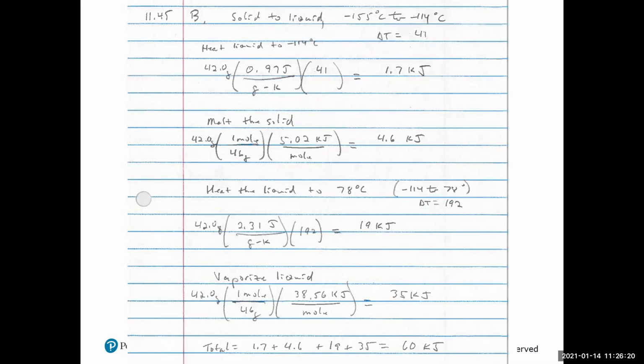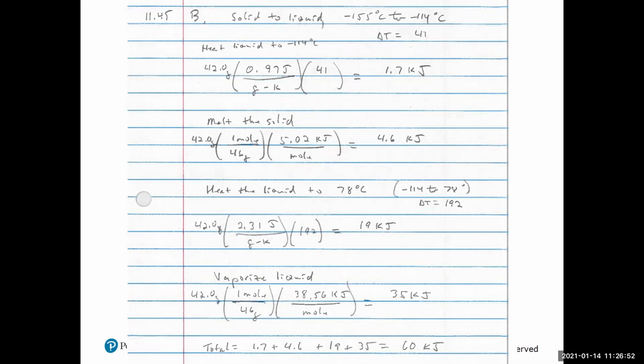So now we've converted it over, so we've gone from solid up to the temperature to melt, then we melted it, now we're at liquid, and now we've got to heat that liquid up, because now we're at minus 114, to get it to 78 degrees, okay? So now we do that using our delta H value here.